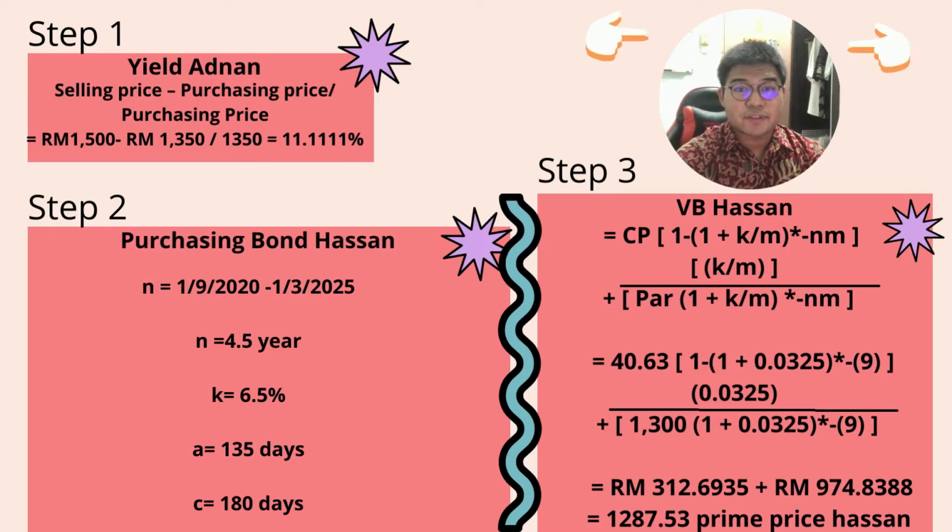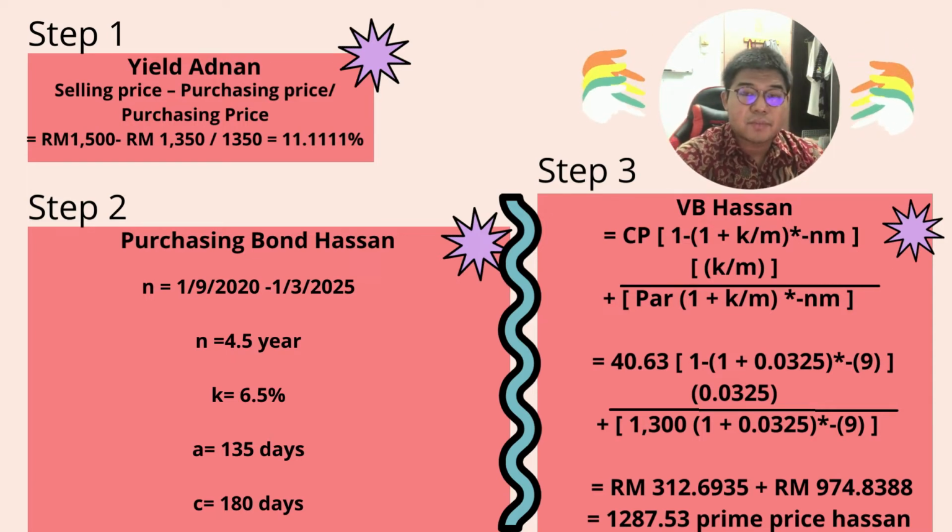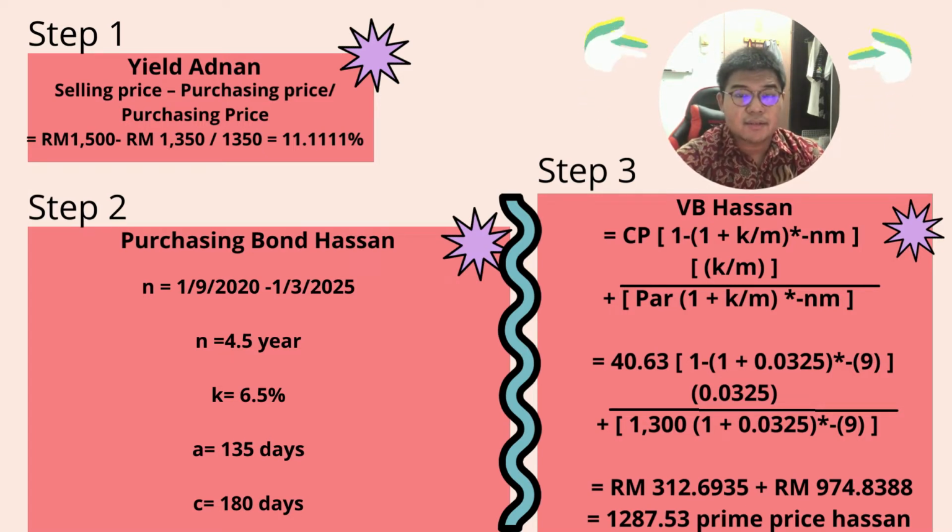Let's hop into the first step, which is you must find yield Adnan. In order for us to get yield Adnan, you must use the formula of selling price minus purchasing price, divided by purchasing price. So you must put in the figures RM 1,500 minus RM 1,350 and divided by RM 1,350. The answer that we will get is 11.1111%.